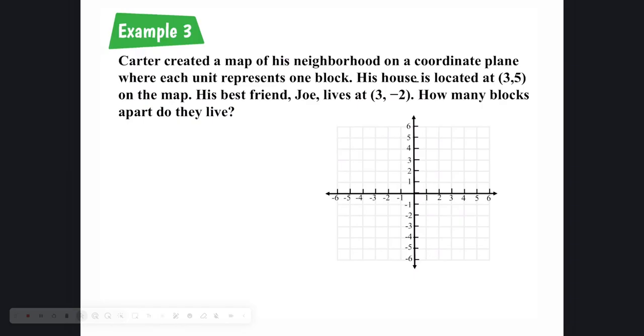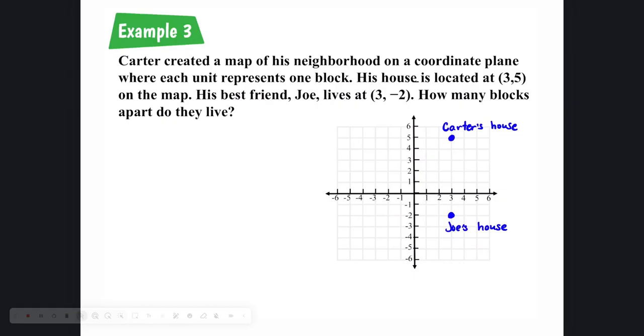We will start by graphing the 2 points on the coordinate plane. Carter's house is located at the ordered pair (3, 5). The point is 3 units to the right on the x-axis and 5 units up on the y-axis. We will label this point Carter's house. Joe's house has coordinates (3, -2), so we will move from the origin 3 units to the right on the x-axis and 2 units down on the y-axis. We will label this point Joe's house.